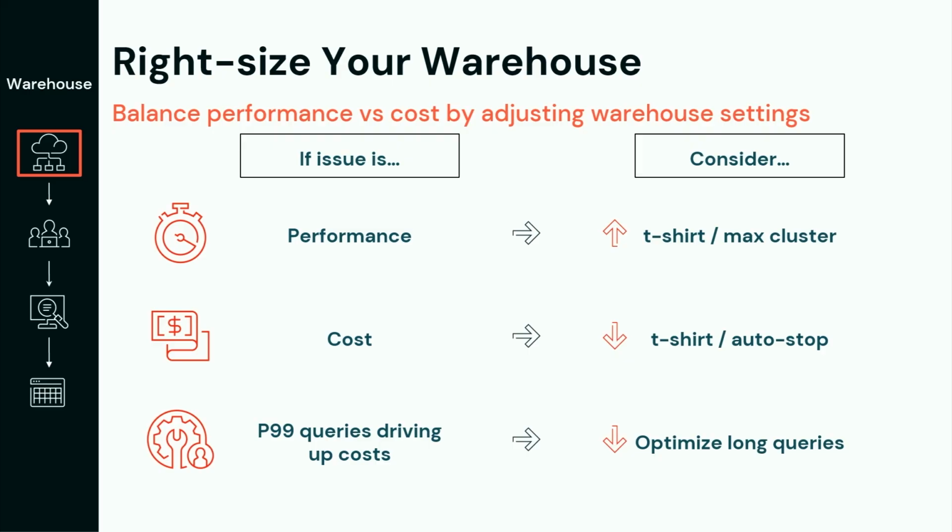Lastly, if you're experiencing that P99 queries, like a handful of long unoptimized queries, are degrading your performance, instead of trying to change warehouse configurations, your best bet will be to optimize these queries directly, and we'll cover that in the next section.